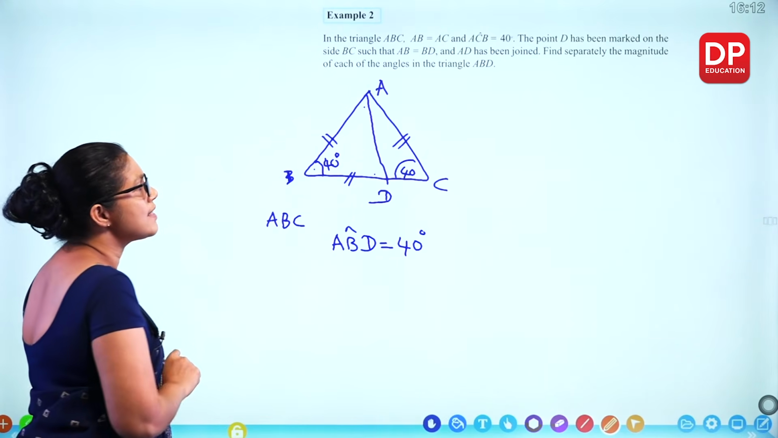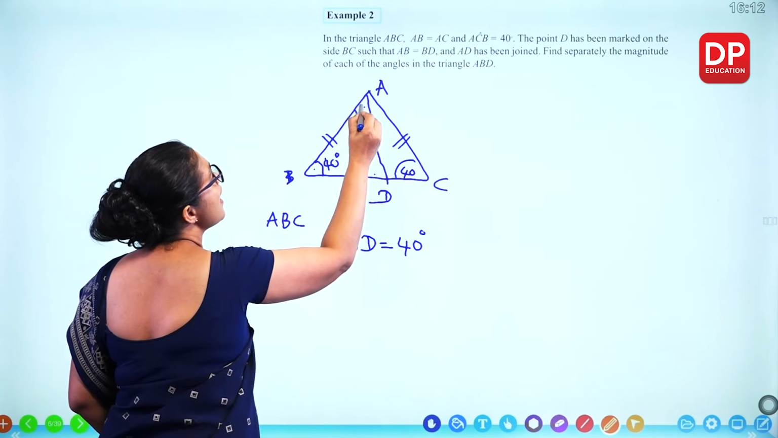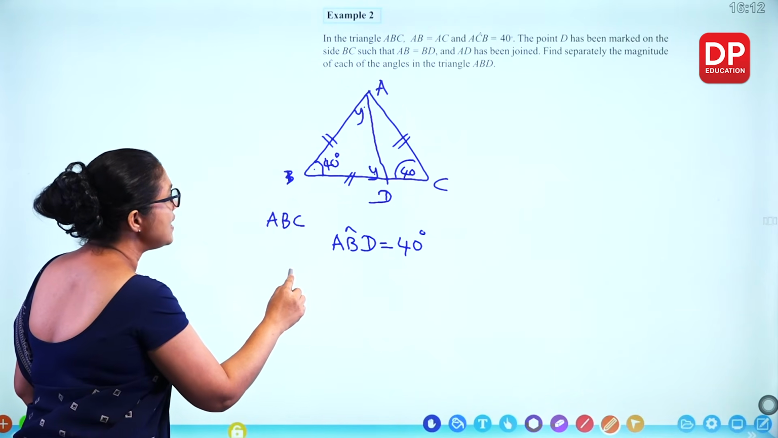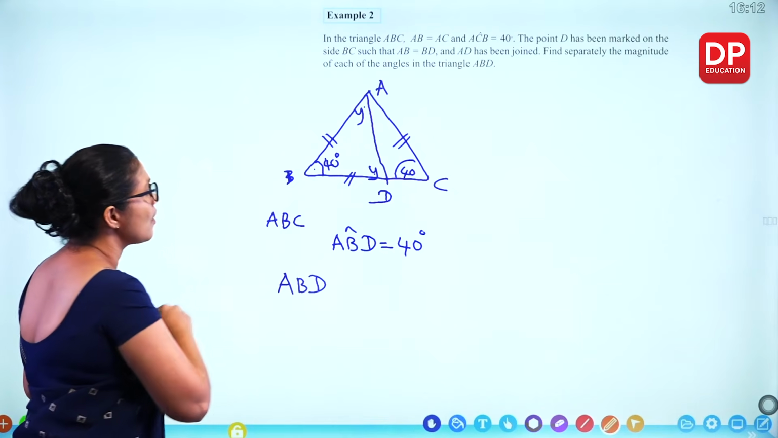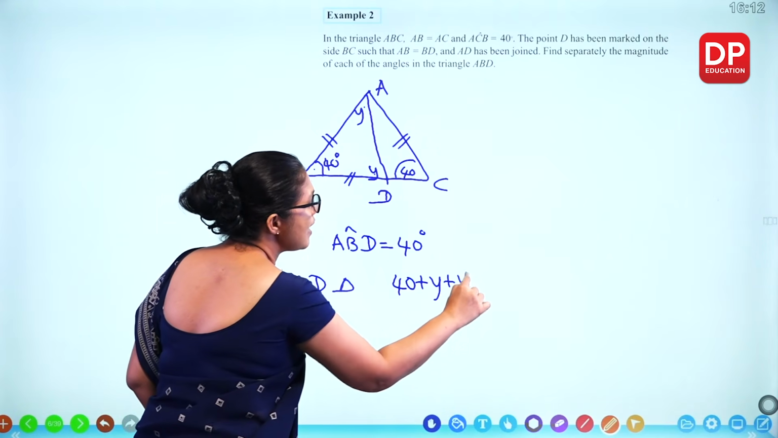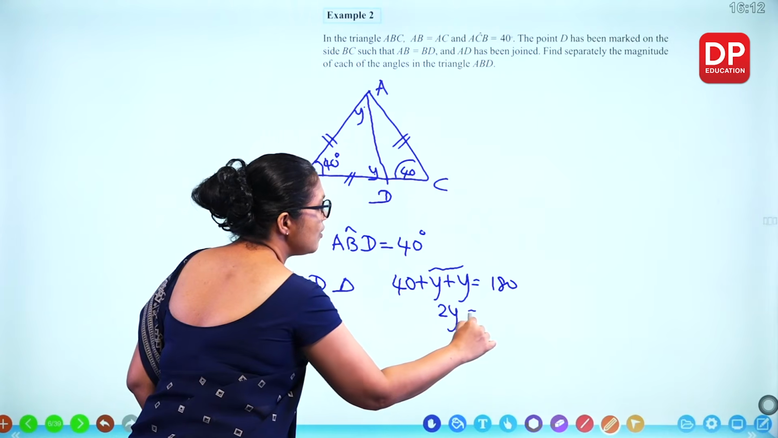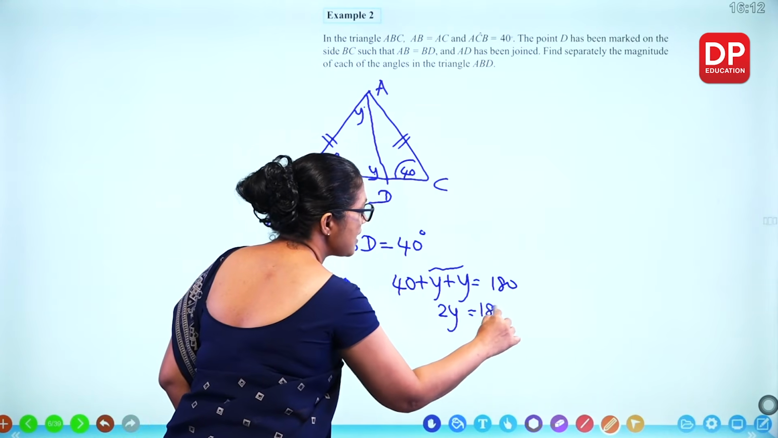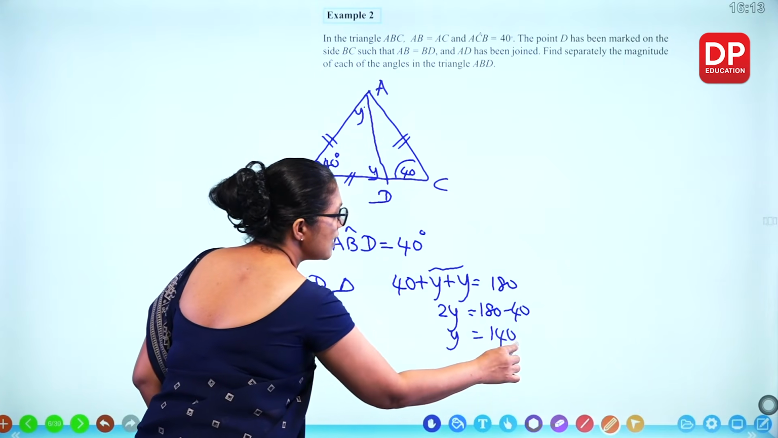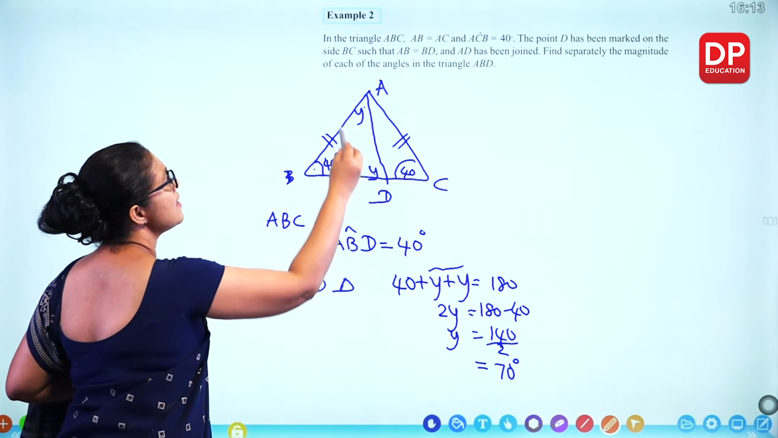This side is equal to this side. This is also an isosceles triangle. So what we can do, we can write y here. Both are equal. So in ABD triangle, we can say 40 plus 2y is equal to 180. So what is 2y? You can take 40 to the other side. 180 minus 40, you get 140. When you divide by 2, you get 70 degrees. Now we found out this is 70 and this is 70.